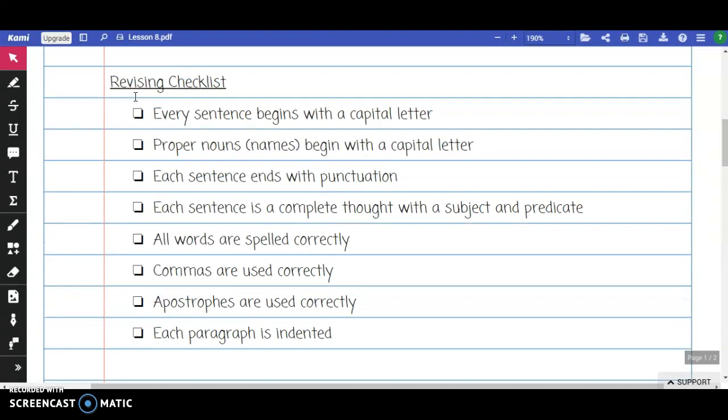When revising, this checklist is a good rule of thumb. Check to make sure that every sentence begins with a capital letter, that proper nouns or names for specific things begin with capital letters, that each sentence ends with punctuation, that each sentence is a complete thought with a subject and predicate, that all words are spelled correctly, that commas are used correctly, that apostrophes are used correctly, and that each paragraph is indented.